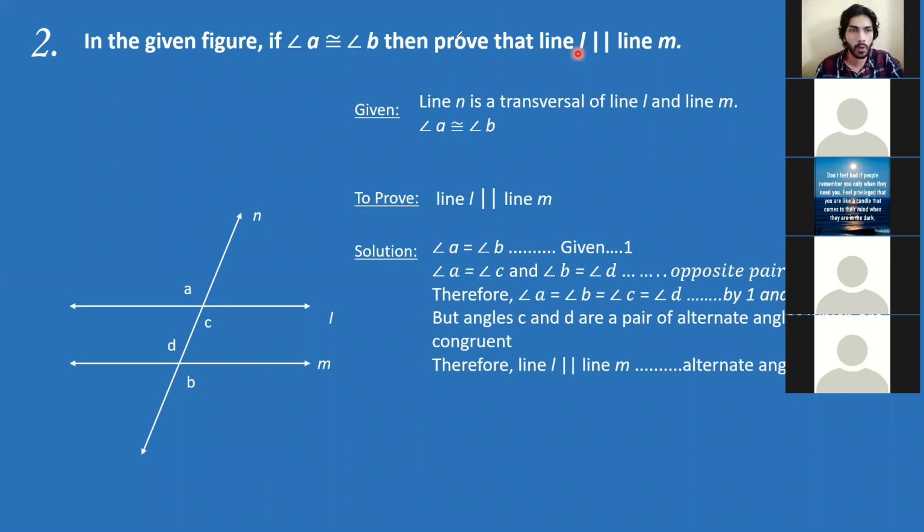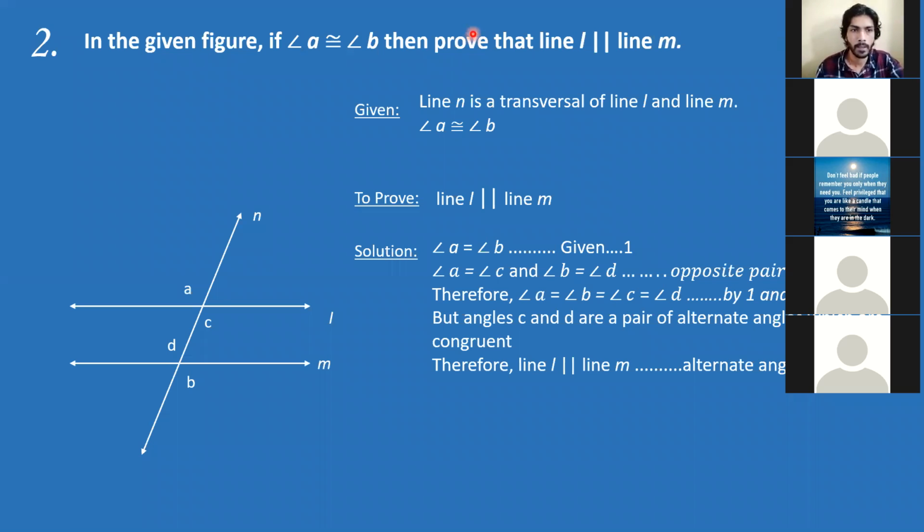Suraj, we have a problem statement over here, in the given figure. Angle A is congruent to angle B. Then prove that line L is parallel to M. So we have to prove that these two lines are parallel. As usual, I divided my sum into three parts: given, to prove, and solution.